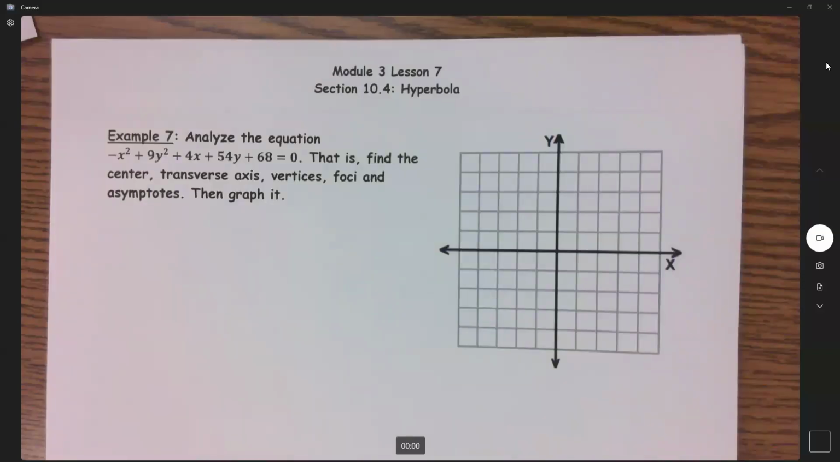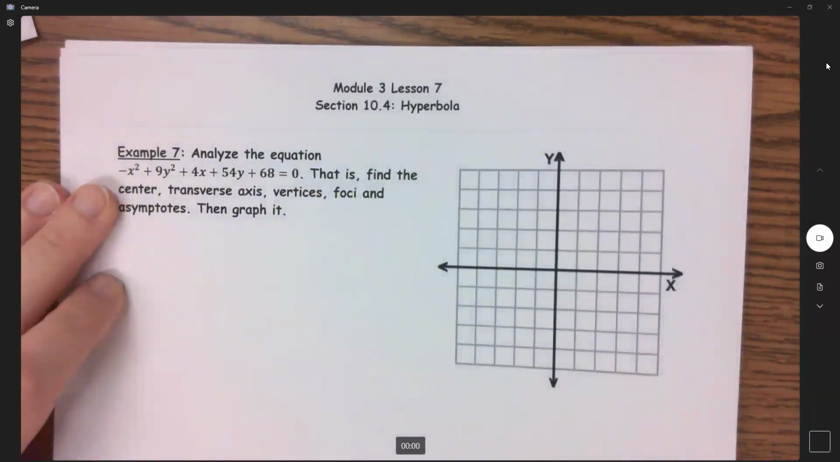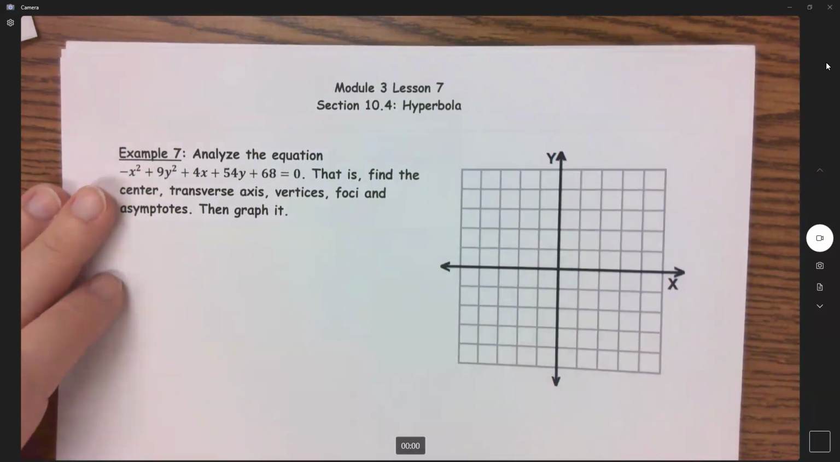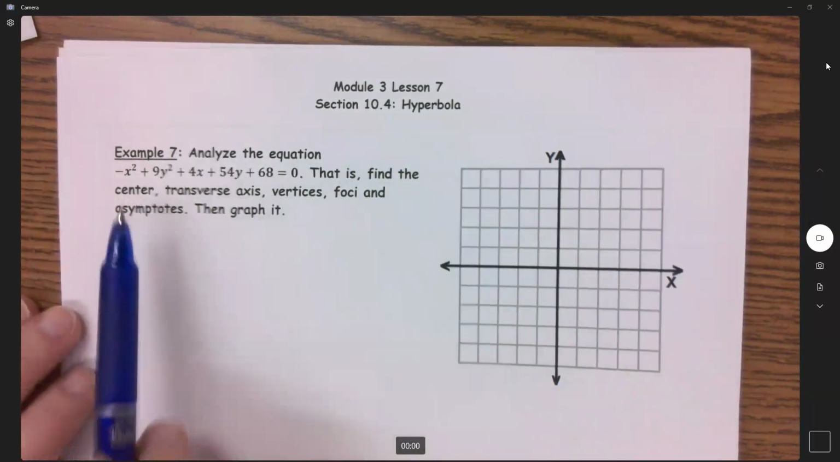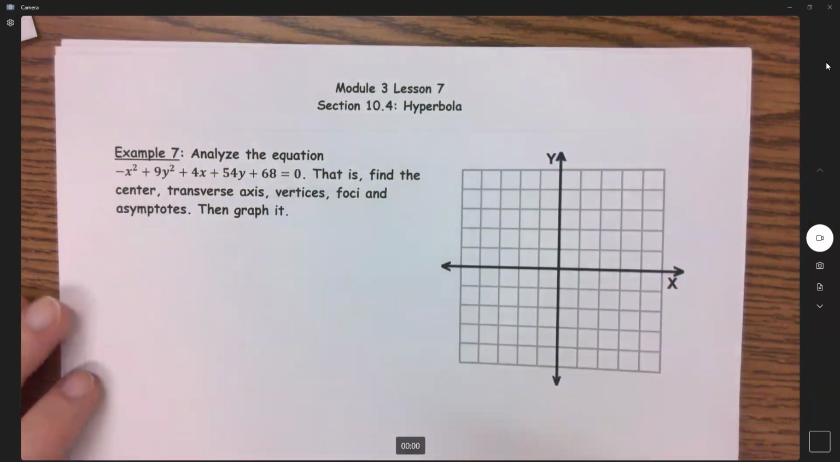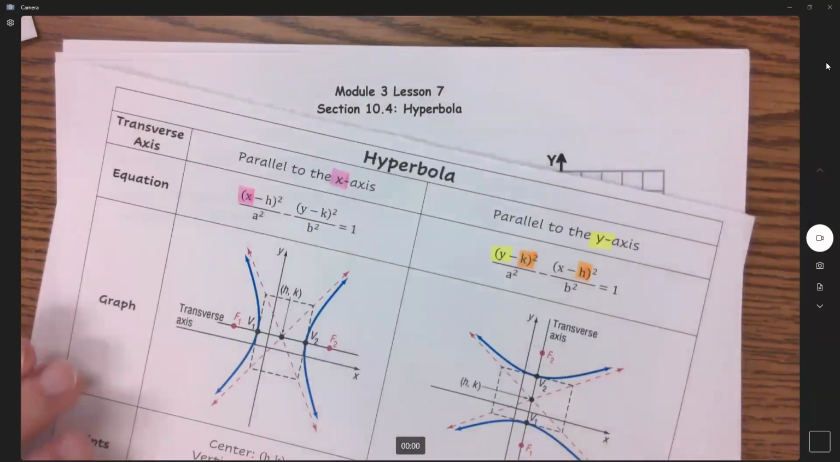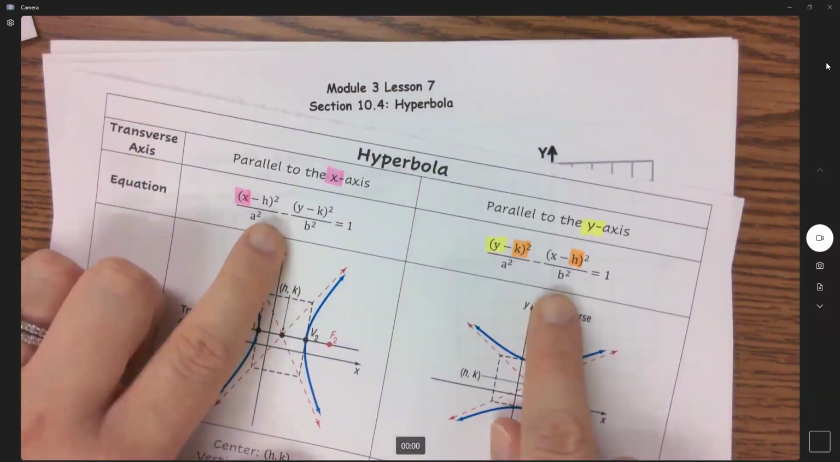Example 7 says analyze the equation. That is, find the center, transverse axis, vertices, foci, and asymptotes, and then we will graph it. So we need to find 5 things from this equation here. Now we end every lesson the same way, and this is in the wrong form. This is in general form, and I need to put it into this form right here.